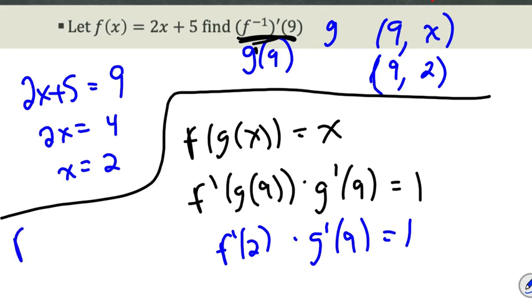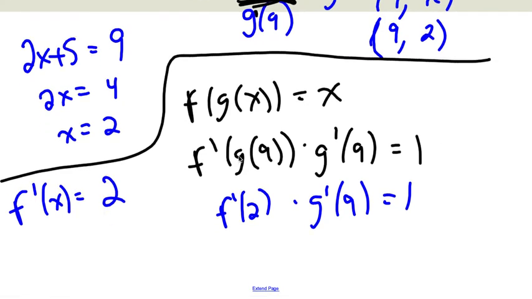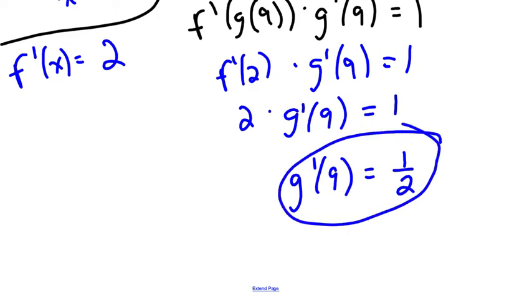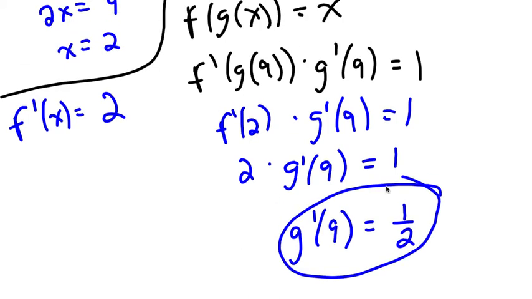So what is f prime? Come back to your problem. f prime of x is 2. So f prime of 2 is 2. f prime of anything is 2. It's always 2. So I end up with 2 times g prime of 9 equals 1. Therefore, when I solve for g prime of 9, I divide the 2 over, and I get 1/2. Okay, so that's your final answer there.